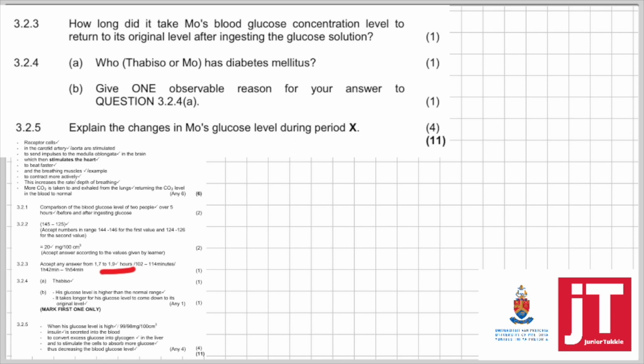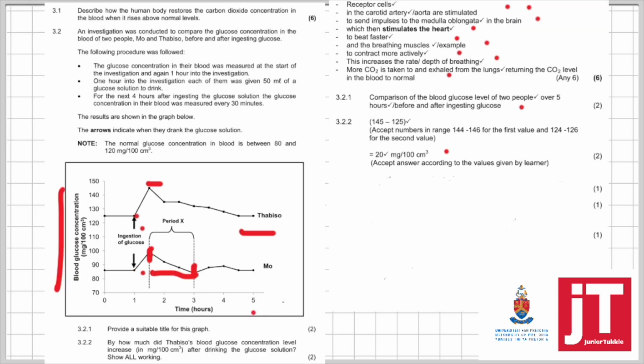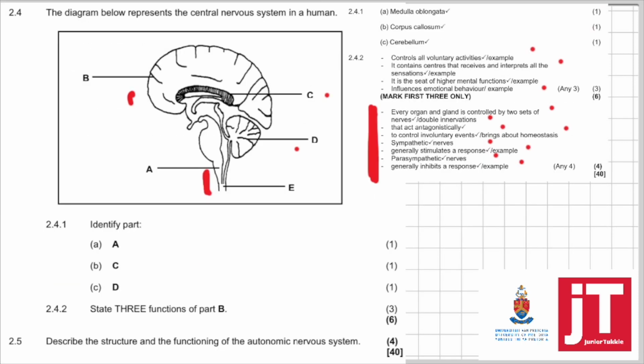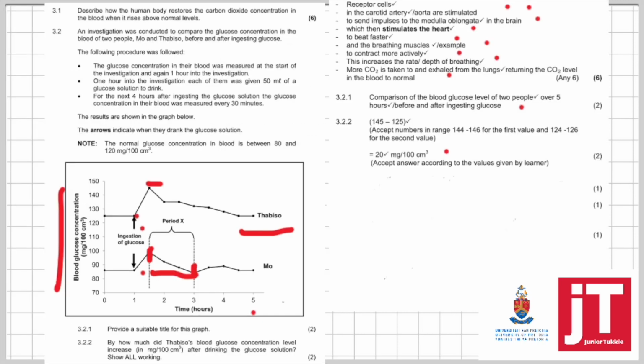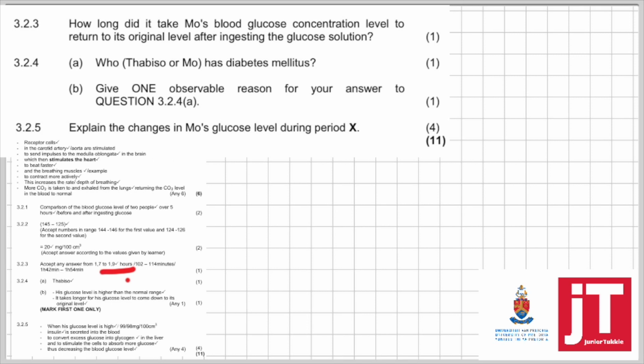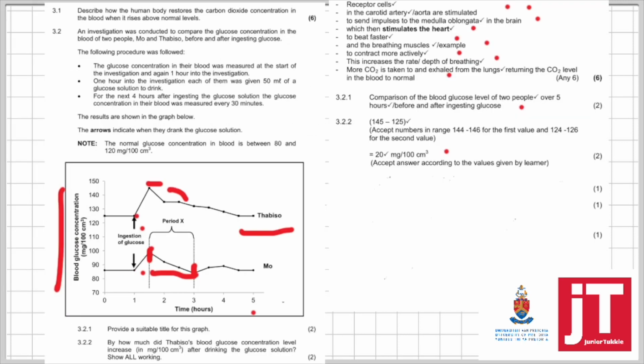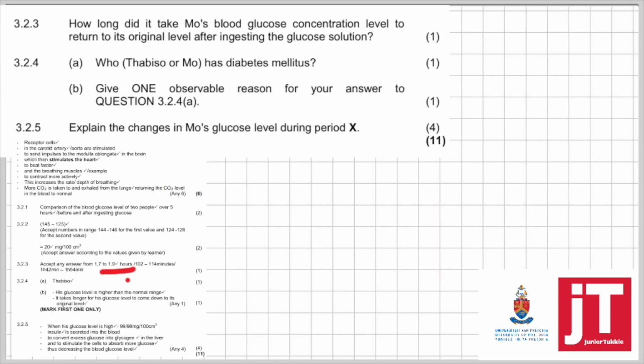Who? Tabiso or Mo has diabetes mellitus? Now, of course, it's Tabiso. Right, if you look, they're going to ask you why. How do you know it's Tabiso? Because his glucose level is much higher if you look at the graph than normal. It's much higher than normal. Okay. And it also takes longer for his glucose levels to come down to original level. As you can see, it takes much longer for it to come down.